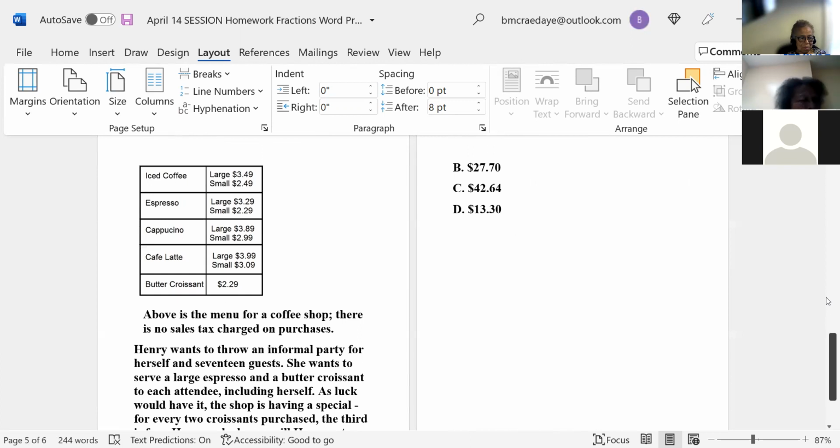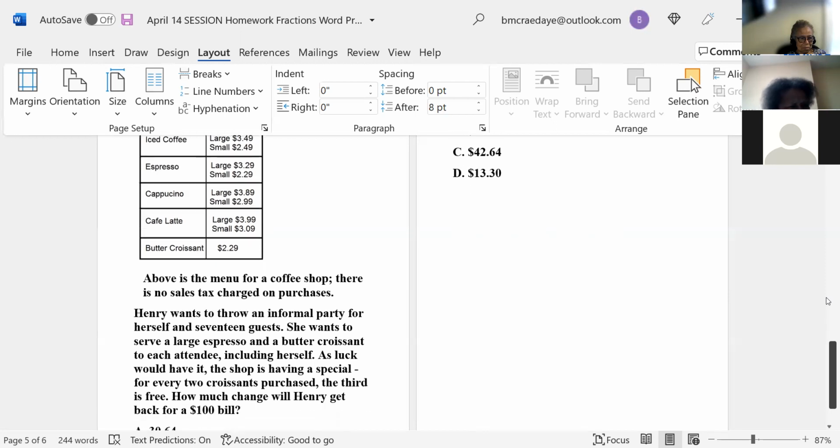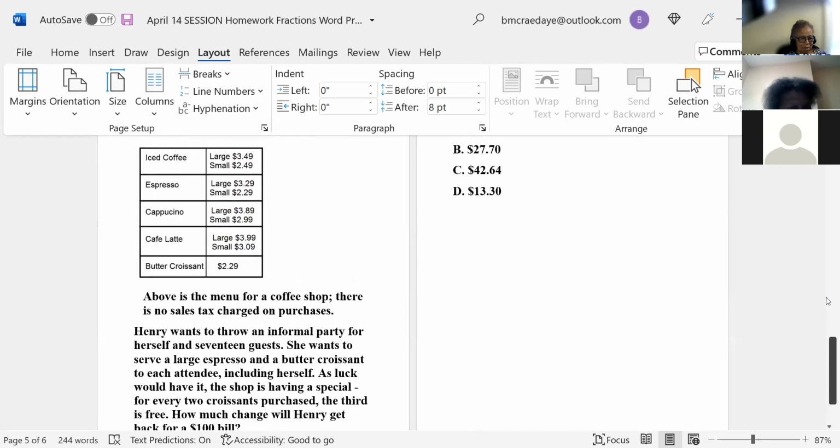Above is the menu for a coffee shop. There is no sales tax charged on purchases. Harry wants to throw an informal party for herself and 17 guests. We want to serve large espressos and a butter croissant to each attendee, including herself. As luck would have it, the shop is having a special: for every 2 croissants purchased, the third is free. How much change will Harry get back from a $100 bill?